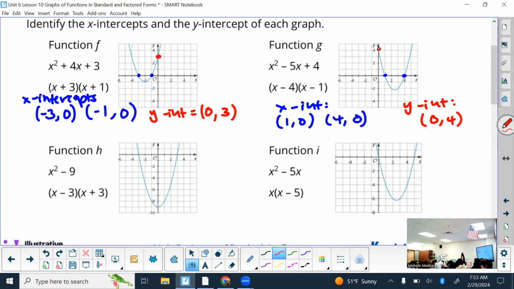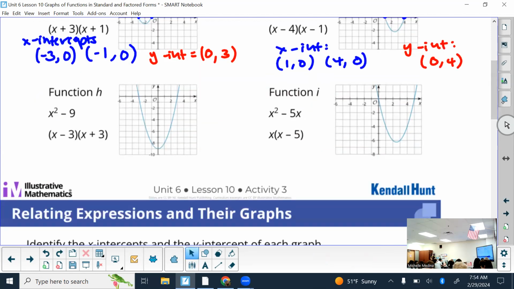Are we noticing any pattern so far with the equations? Okay, there's 2 x-intercepts. So far, just 1 y-intercept. Let's keep going, maybe we'll see more later. Table 5, what are my x-intercepts for function h? -3 and 3 is correct.